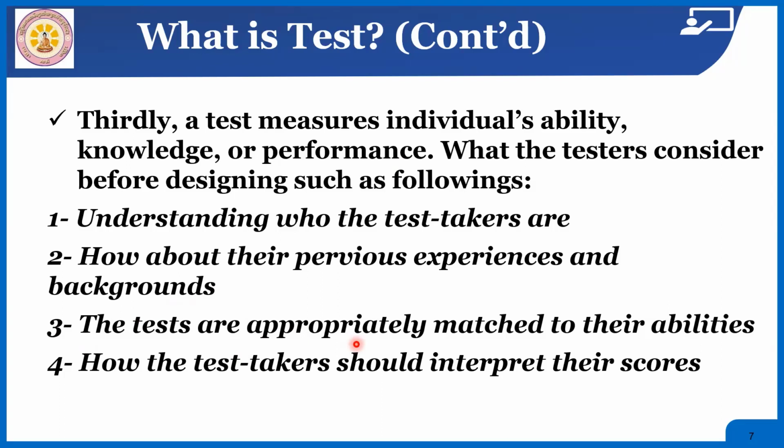Do not test at the higher level when the students are only at the moderate or middle level. Okay, so you need to consider. And number 4, how the test taker should interpret their score. After you collect the outcome of the student test, how can you interpret their score? In grade A, you put from mark to marks that you consider as grade A, grade B, grade C, and grade D, right? So you need to set this already before you design the test as well, right?